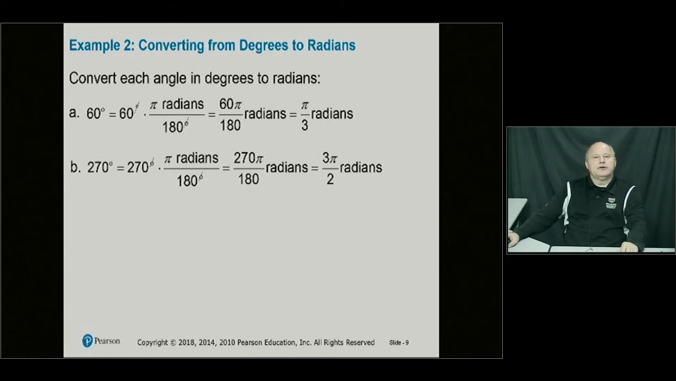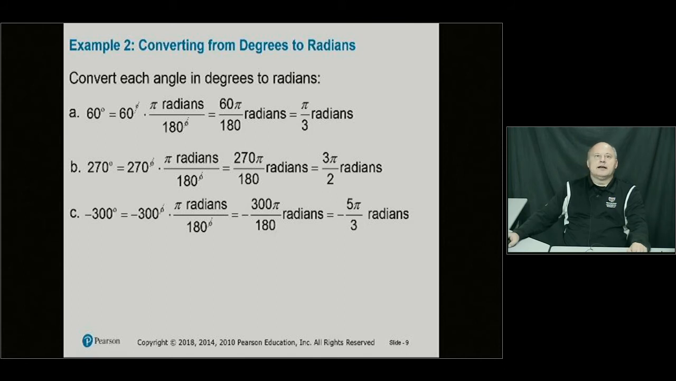Okay, now let's do the multiples of pi over 2. Pi over 2, 2 pi over 2, which is pi, and then another pi over 2 is 3 pi over 2. So 270 degrees is the same thing as 3 pi over 2. So we're talking about special angles here.